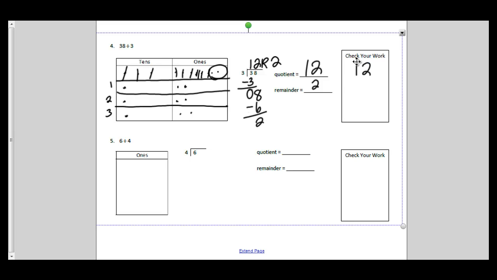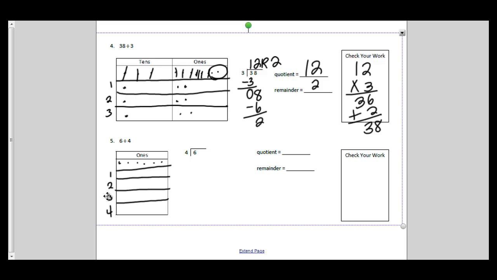So now I'm going to check my work. 12 times 3 is 36 plus 2, which is my remainder, gives me 38. Okay? Again, if you feel confident that you can do 6 divided by 4 by yourself, try it and then come back and check. Okay, so I've got 1, 2, 3, 4, 5, 6. I'm going to put this into 4 groups. I've got 1, 2, 3, 4.